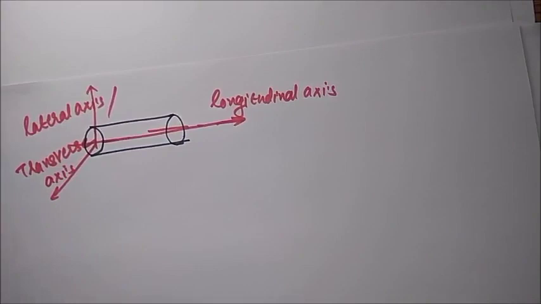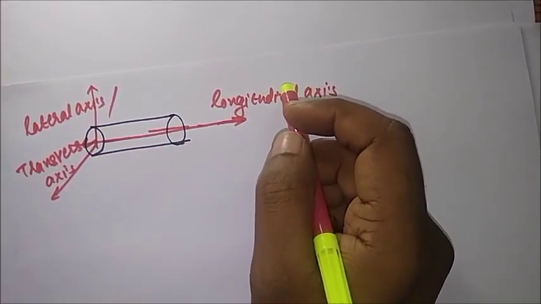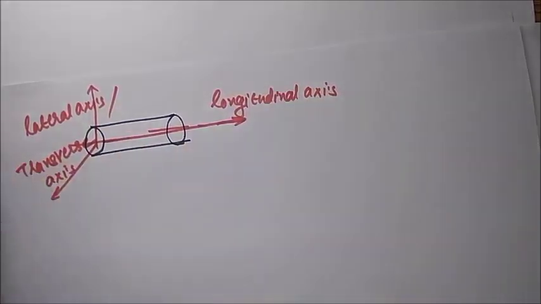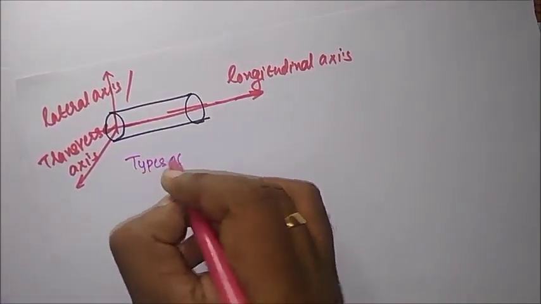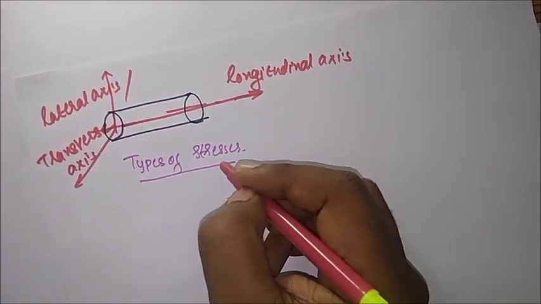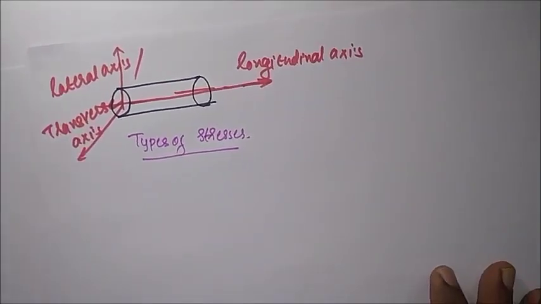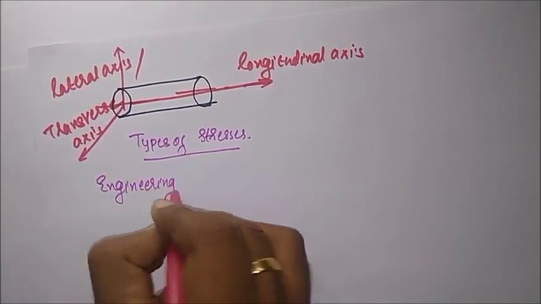Okay, today we are dealing with what is stress, what is the unit of stress, what is the significance of stress, what is the difference between pressure and stress, what is longitudinal axis, what is lateral axis, what is transverse axis. Next we have to move on to the different types of stresses. Before going to the different types of stresses, we have to generalize the stresses in two categories. First one is engineering stress.